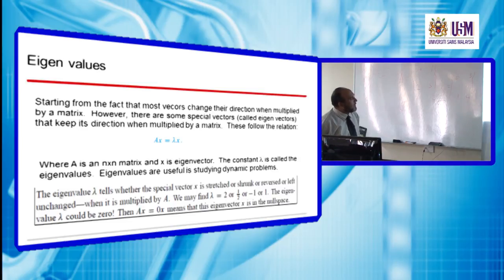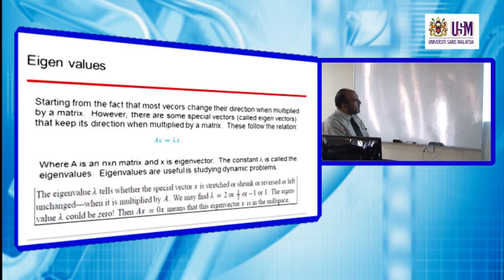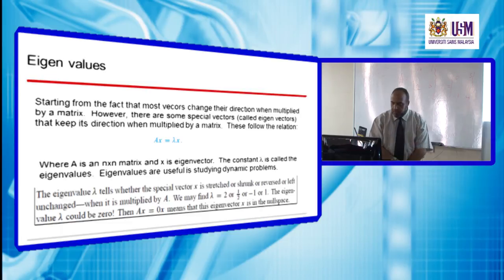The eigenvalue lambda tells whether the vector x is stretched, shrunk, reversed or left unchanged. When lambda equals 1, the vector is left unchanged when it's multiplied by A. For example, if lambda equals 2, the magnitude of the vector is increased by 2. When it equals half, it's shortened by half. Minus 1 means it keeps the same line but in reverse direction. And finally, when multiplied by 1, it's the same vector. The eigenvalue could be 0. In this case, A x = 0x, which means that the eigenvector x is in the null space.